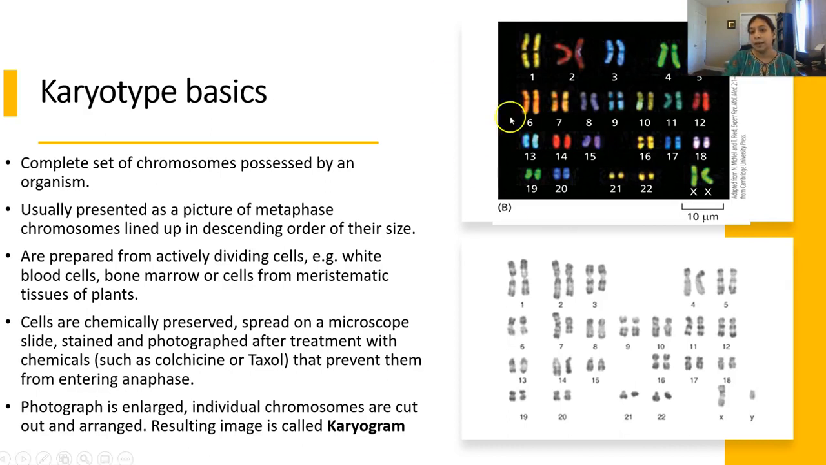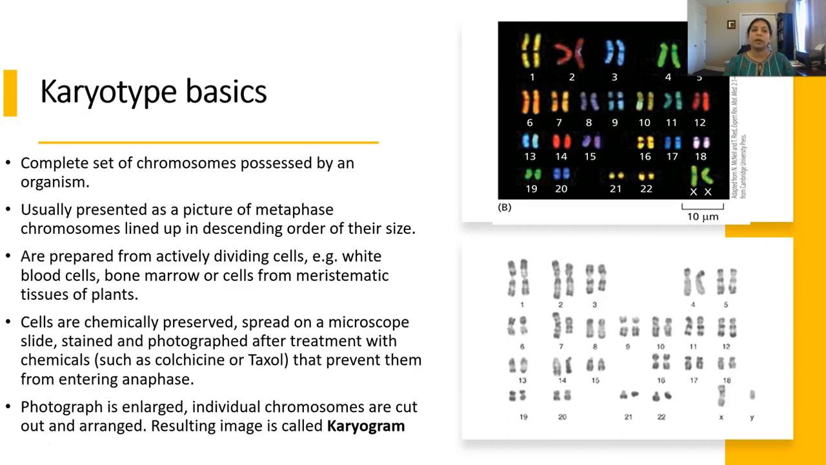So here is an example of a human karyotype. You have your chromosome 1 through 22, the somatic chromosomes, all lined up in descending order, and then your last one is your sex chromosome. This particular one is from a female, it's XX. So this is your 23rd pair, and then down here is one from a boy, so it's XY. These are prepared from actively dividing cells.